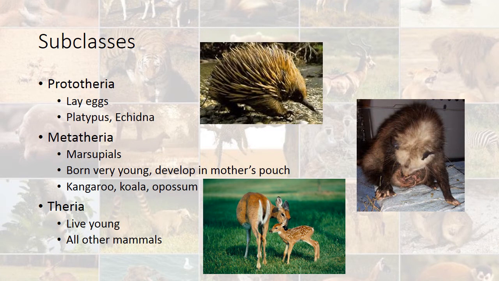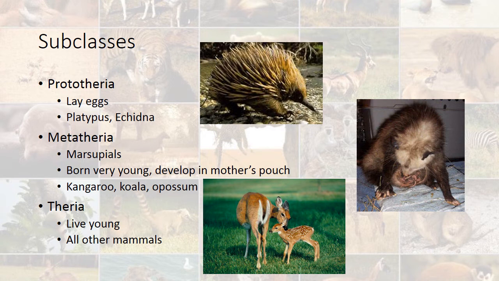So there's three subclasses of mammals. The class is Mammalia. The three subclasses are Prototheria, Metatheria, and Theria. Prototheria are the egg-laying mammals. There are very few of these. The platypus and the echidna are examples of the egg-laying mammals.